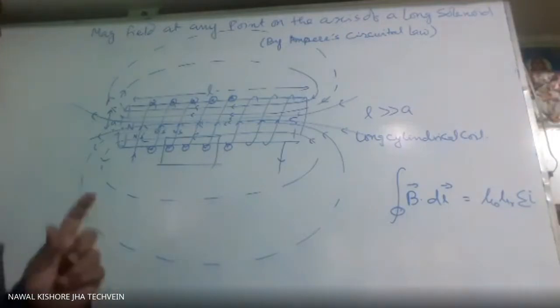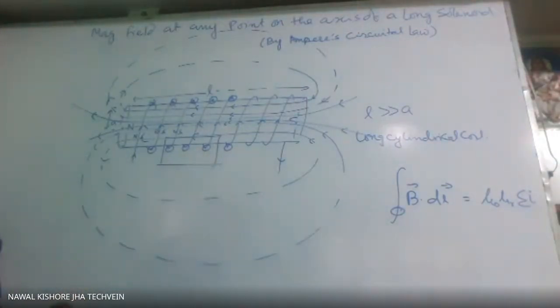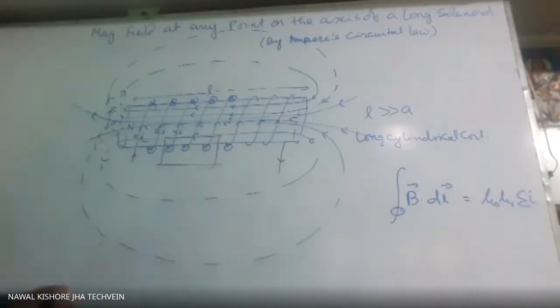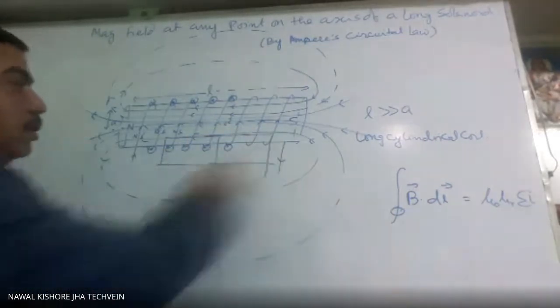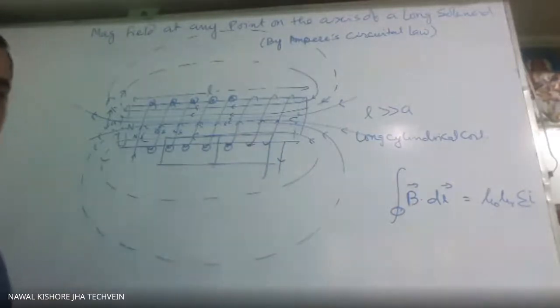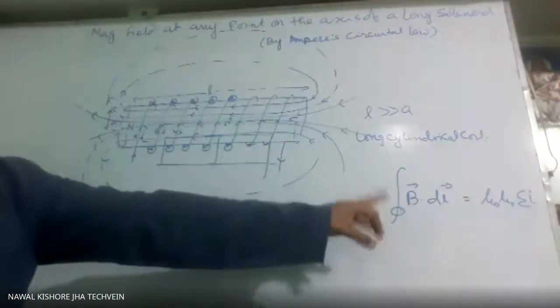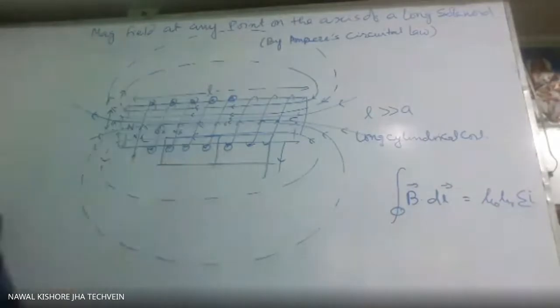When we are considering the loop, we have to keep in mind that either the magnetic field is uniform along the path, or the magnetic field is perpendicular to the path. These are the two things we have to consider; then only the calculation will be very easy. Suppose we have considered this loop: for this closed loop, these three currents are enclosed. If you consider the closed loop up to here, then three more are enclosed. We will use this concept from Ampere's circuital law here.